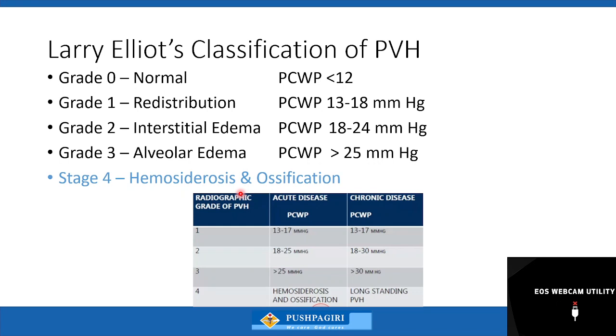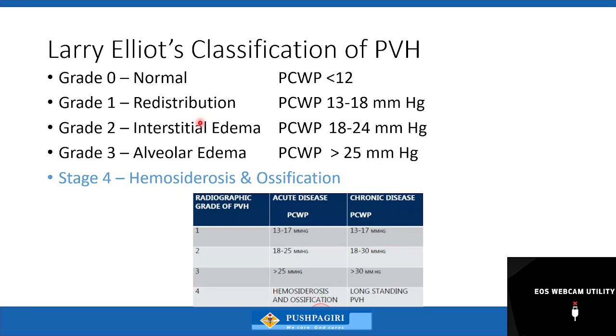An indicator of redistribution in the upper and lower vessels. There are a lot of names for this, like the mustache sign and the reverse mustache sign. So that is the grading. In simple terms, we have to memorize redistribution, interstitial edema, alveolar edema and hemoptysis.